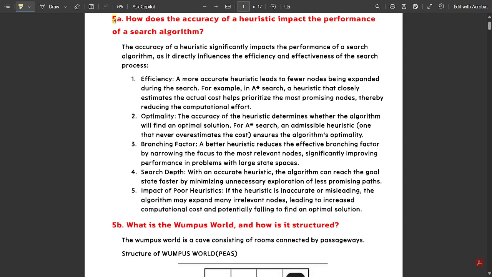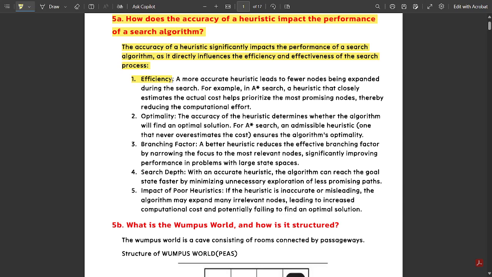So here, the first question I'm discussing today is: How does the accuracy of a heuristic impact the performance of a search algorithm? The accuracy of the heuristic significantly impacts the performance of a search algorithm, as it directly influences the efficiency and effectiveness of the search process. So how does it impact the algorithm? The first point to note down is efficiency.